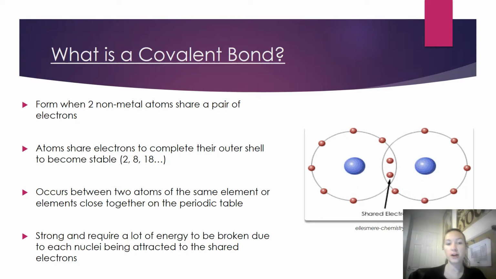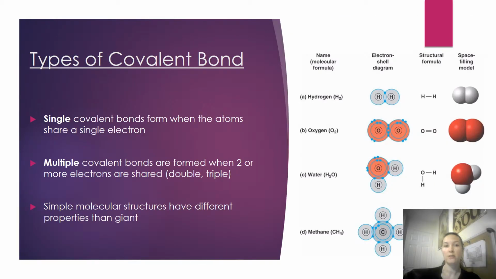The bonds usually occur between atoms of the same element or atoms that are close together on the periodic table. There are different types of covalent bonds that can be formed between atoms sharing electrons, and the type of bond depends on the number of electrons that are being shared. There are single and multiple covalent bonds, with single bonds involving sharing only 1 electron, while multiple bonds involve sharing 2 or more electrons. When 2 electrons are shared, it is known as a double covalent bond, or triple bonds are when 3 electrons are shared.